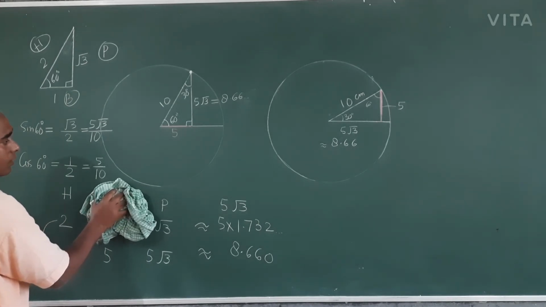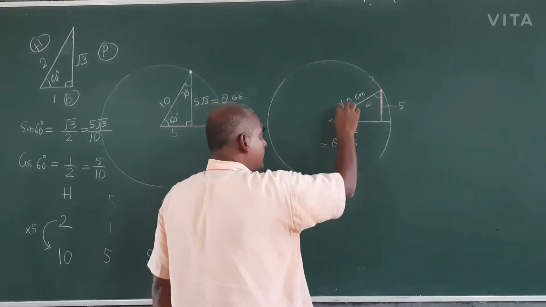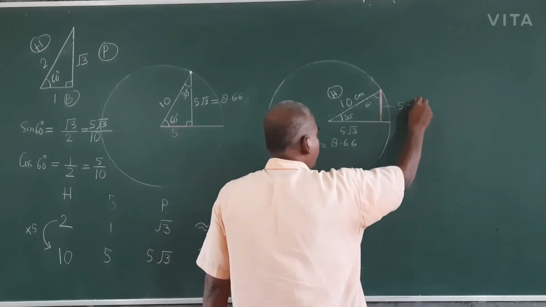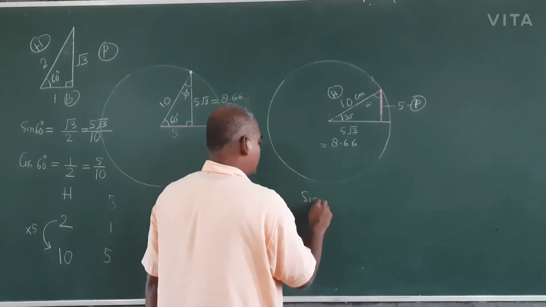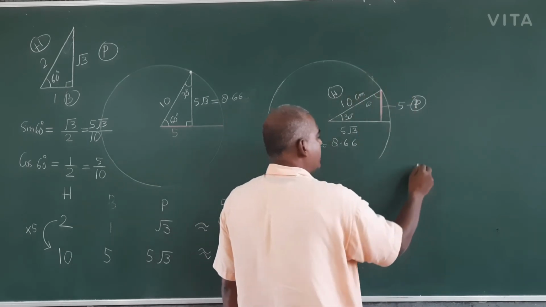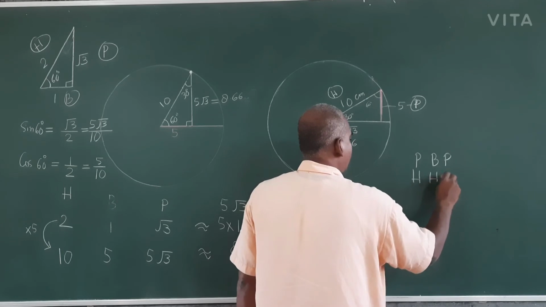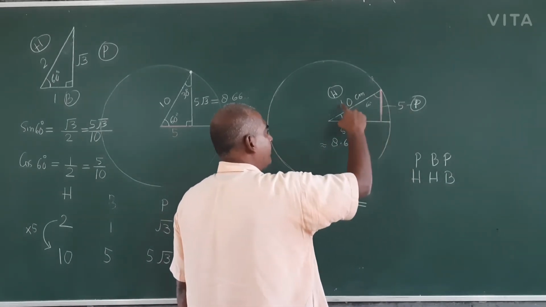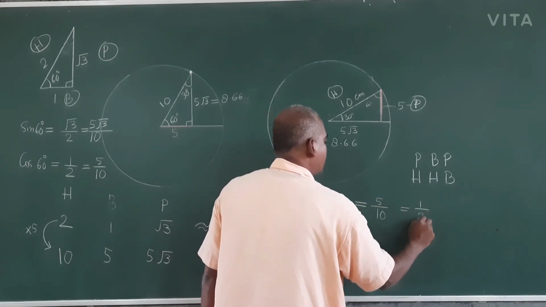Yes, okay, just let me write here. For the 30 degree, the hypotenuse is fixed. For 30 degree, this will be perpendicular and this will be base. So sin 30 degree is equal to perpendicular by hypotenuse, 5 upon 10 equals 1 upon 2.